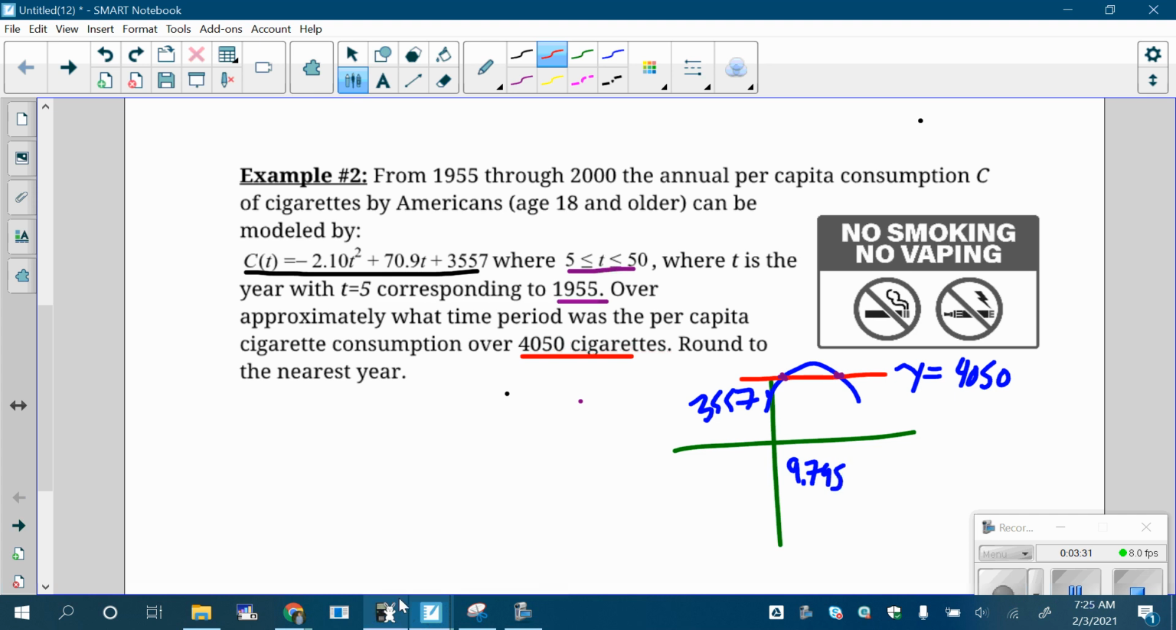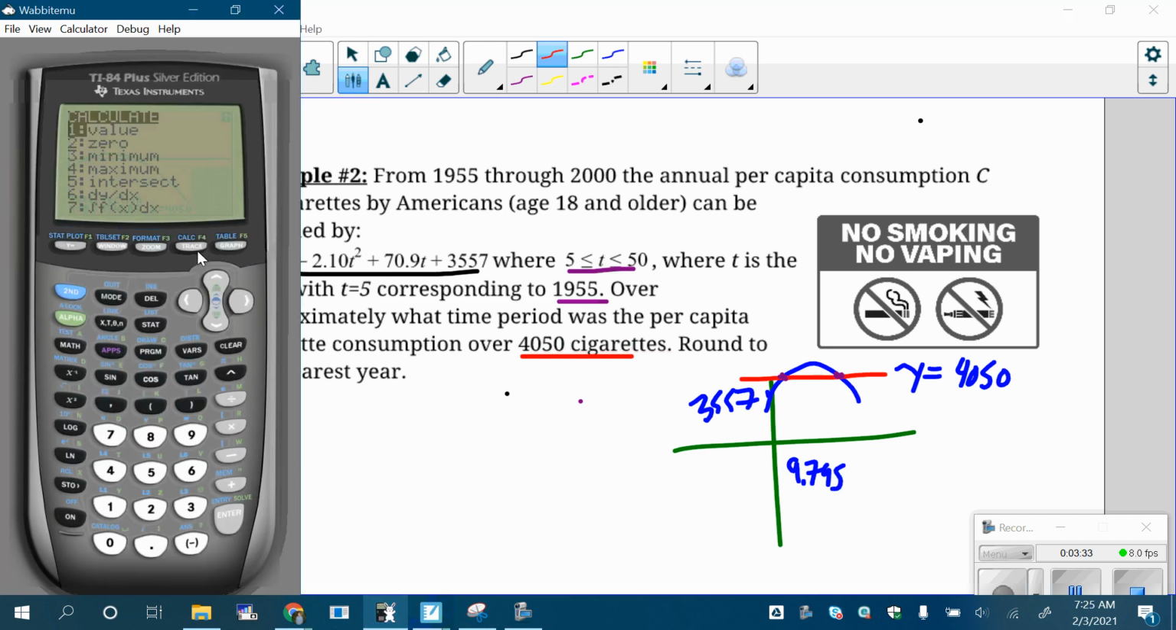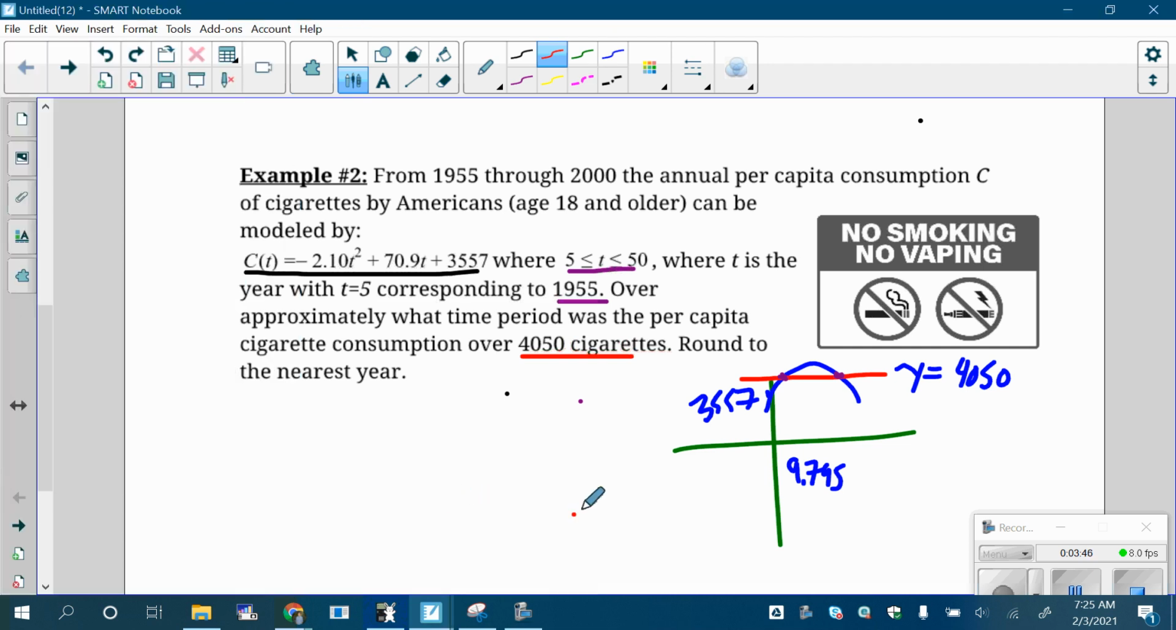I'm going to find the other point of intersection. Same way, second calc, intersect. I'm going to go over, try and calculate that second point of intersection. 23.966. It's asking me for what period of time was the consumption over this? Well, between these two times, it was over this.